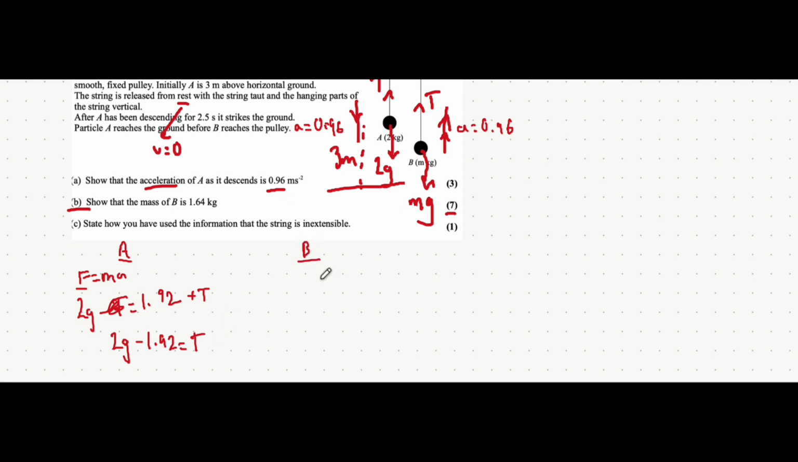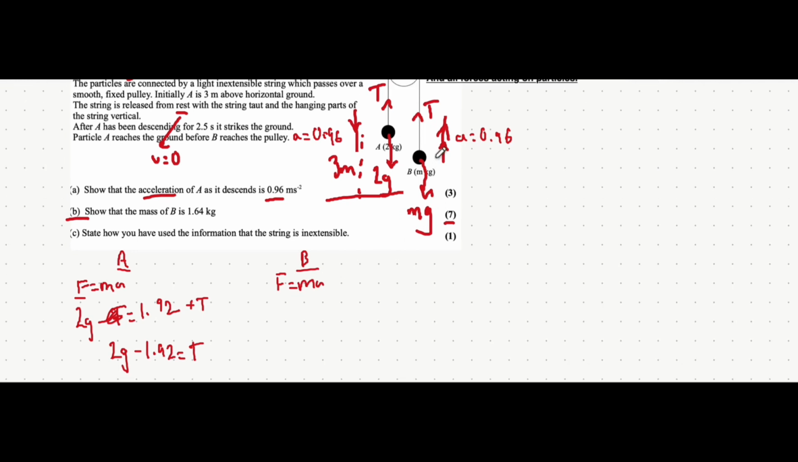Now let's form F equals ma for particle B using the same idea. Again, F is the force in the direction of motion of particle B. So because B is moving upwards, the force upwards is tension. And we take away from that the force opposing the motion, which is the weight of particle B, mg. And that's equal to the mass of particle B, which we don't yet know, multiplied by the acceleration of particle B, which is 0.96. So we can say that's 0.96m.